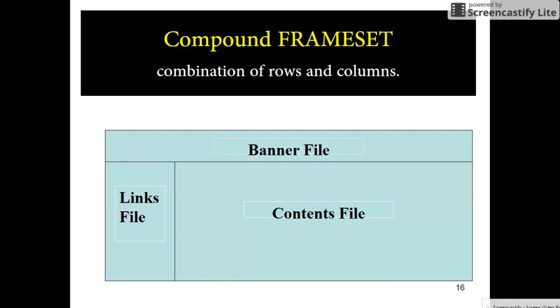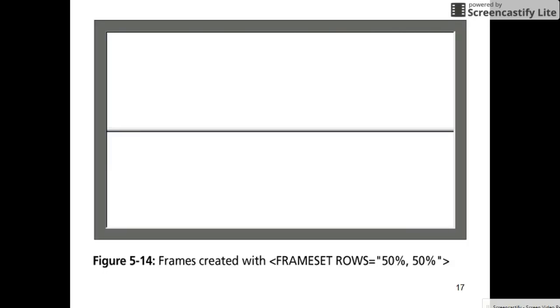A compound frameset division could consist of a mixture of column wise or row wise division. For example, here we are using three different frames: a banner file, a link file, and a content file. A typical example of a frame is Wikipedia. Wikipedia uses frames.